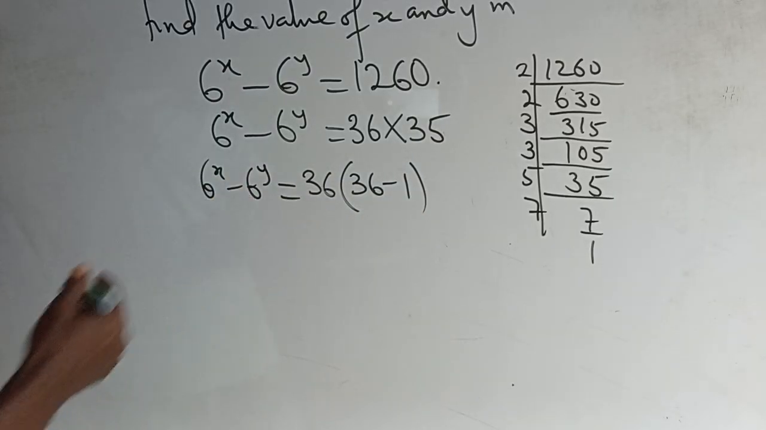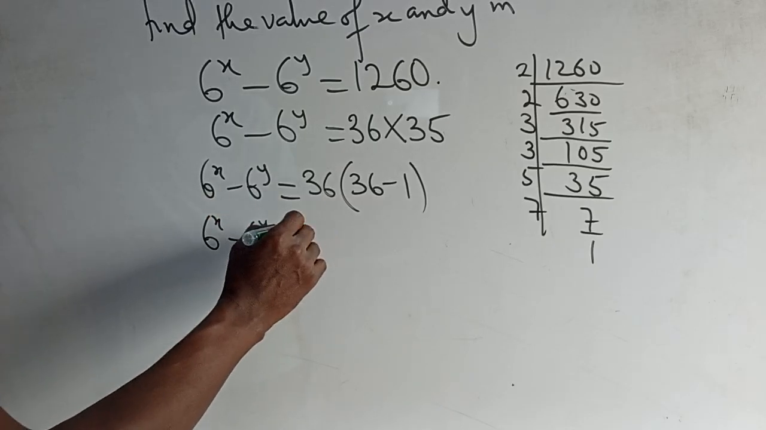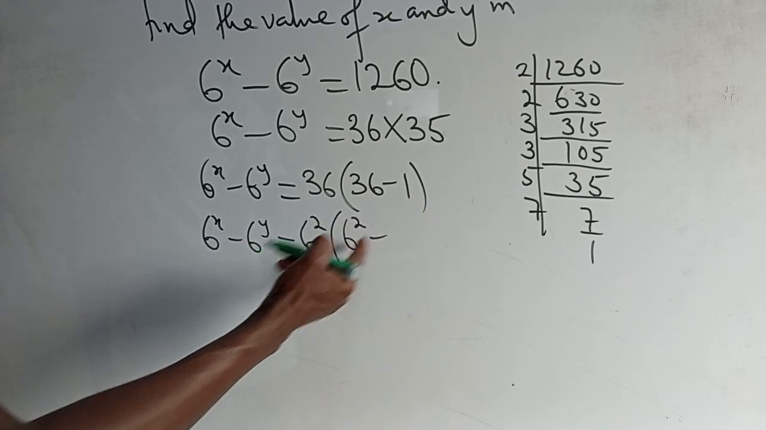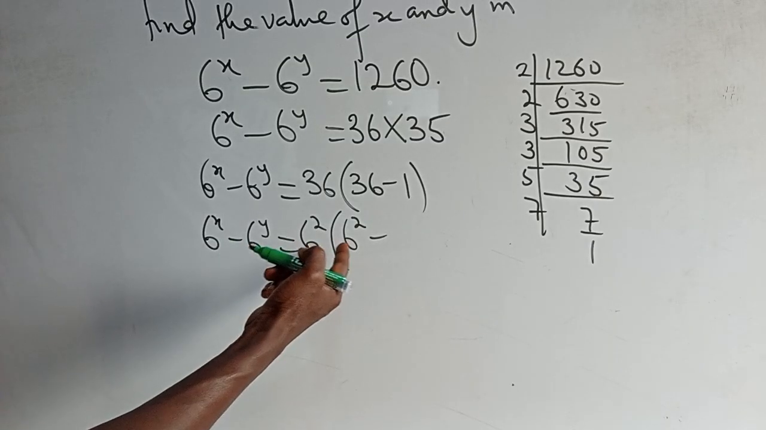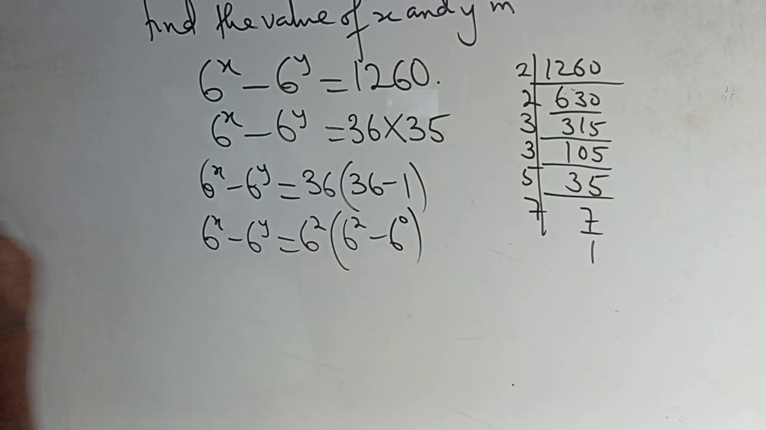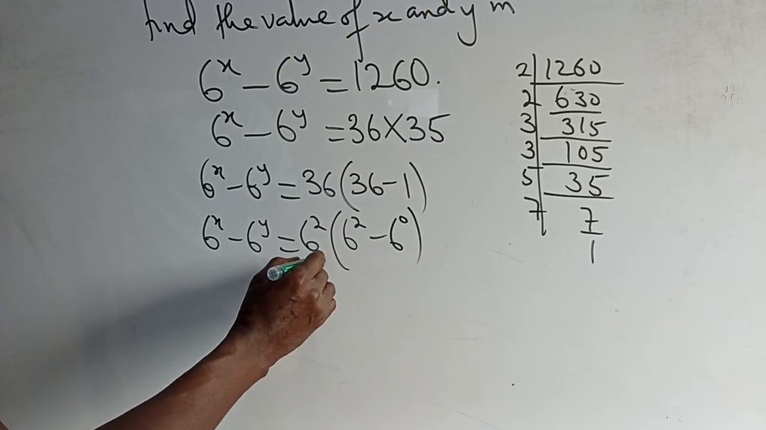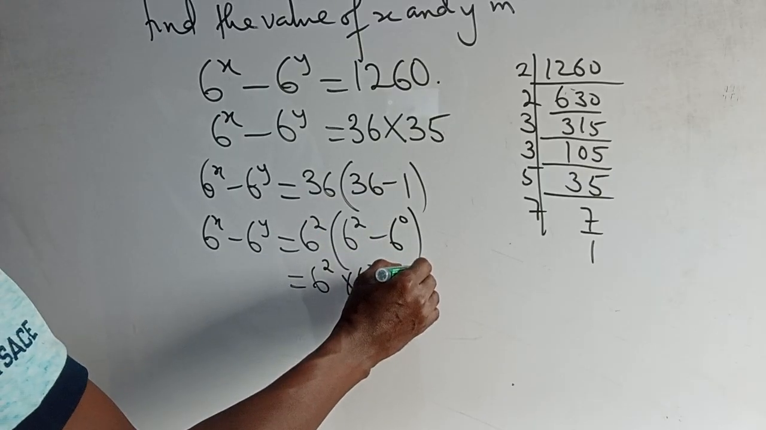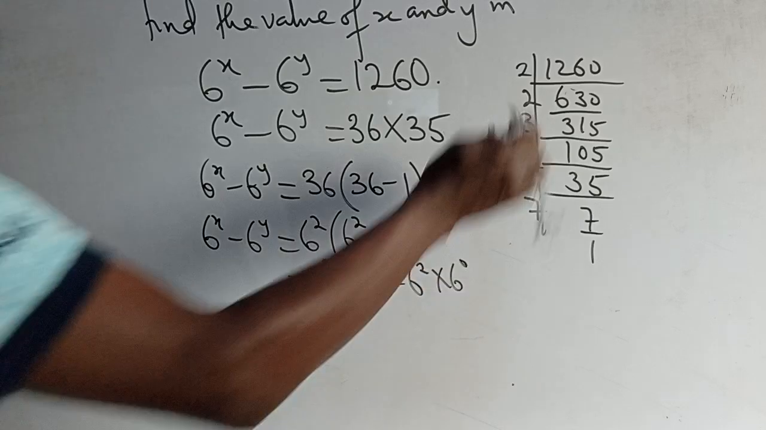So we can now write it in multiples of 6. So this will be 6 raised to x minus 6 raised to y is equal to 6 raised to 2 into 6 raised to 2 minus 1. Now, for us to have a common base here, anything to the power of 0 is 1. So we can write this 1 as 6 raised to 0. So we can expand this and have 6 raised to 2 multiplied by 6 raised to 2, then minus 6 raised to 2 multiplied by 6 raised to 0. I hope you understand that.